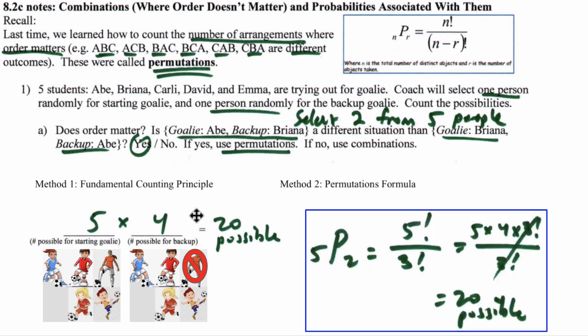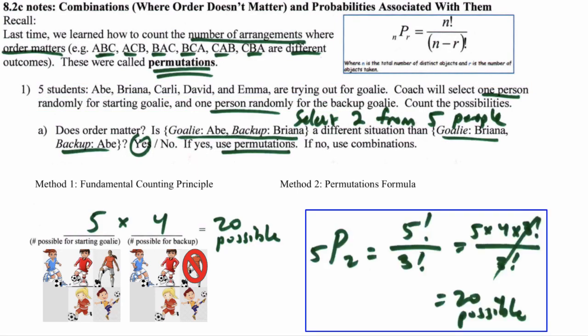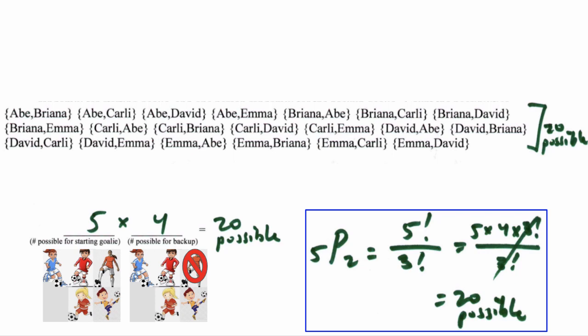If I want to go to my permutations formula, it's 5P2. From 5, I'm selecting 2 where order matters. 5 factorial in the numerator over 5 minus 2 factorial, 3 factorial, in the denominator. 5 times 4 times 3 factorial over 3 factorial, we're left with 20. These are the same. Or you can count the sample space, and we saw the sample space is 20.